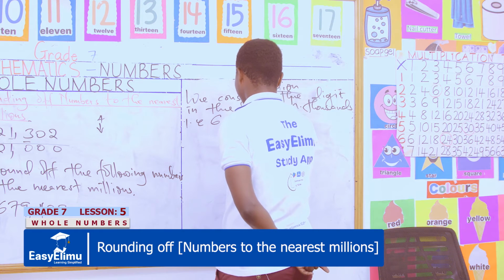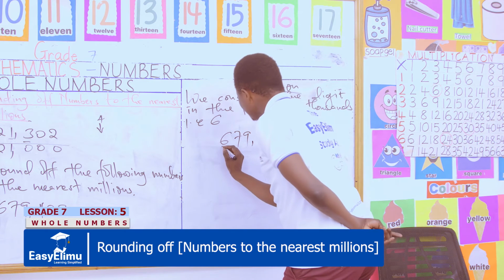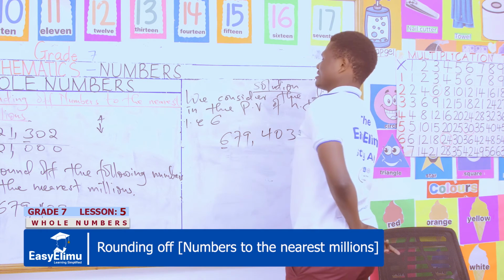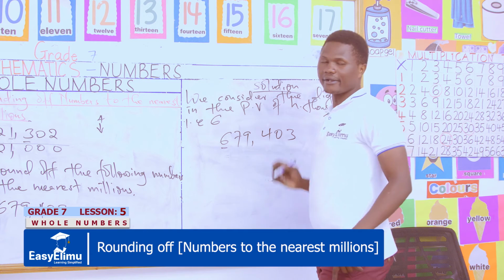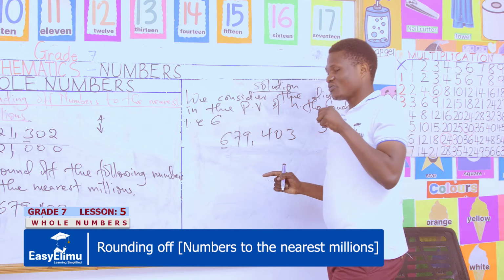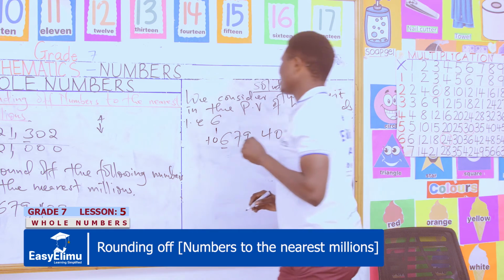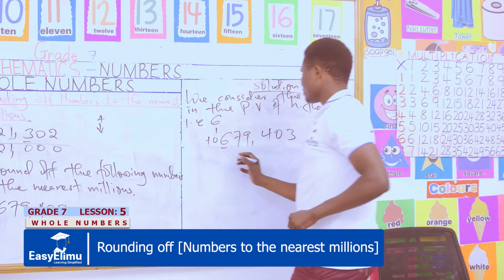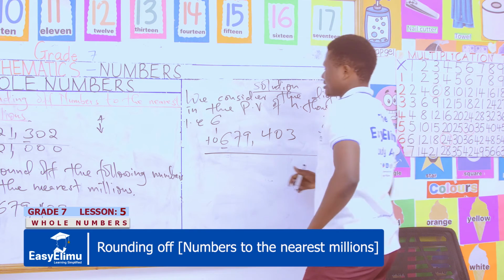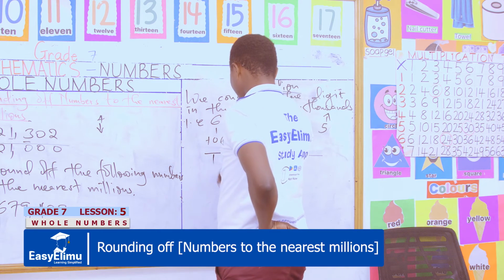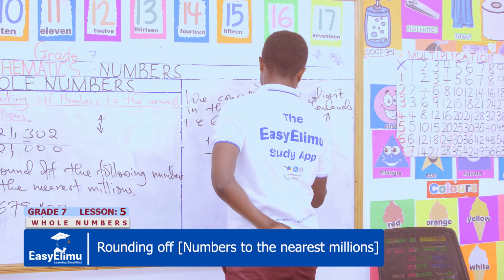Our number is 679,403. And the digit in our place value of interest is 6. It is 5 and above. That implies that we add 1 to the next digit, which is 0. So we shall add 1 to the next digit that is not there. So then we replace the rest of the numbers by 0. So 1 add 0 is 1. Then we replace the rest of all these numbers by 0.